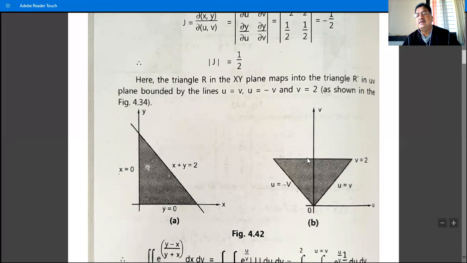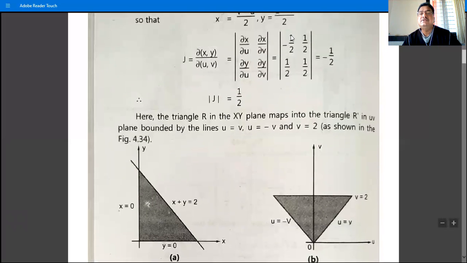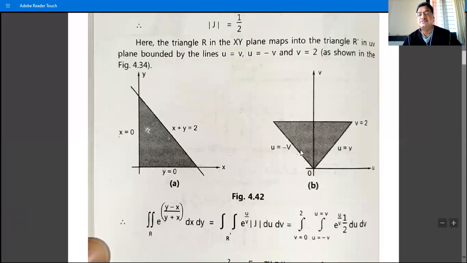Okay, so this is v is equal to 2. Then y is equal to 0 means u plus v is equal to 0. So u is equal to minus v, or u plus v is equal to 0. This is the line u is equal to minus v, or u plus v is equal to 0, passing through the origin, dividing the second and fourth quadrants into equal parts, making an angle of 45 degrees with the u axis and v axis, and it lies in the second and fourth quadrants.